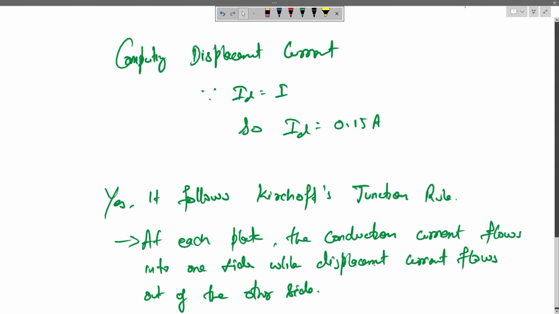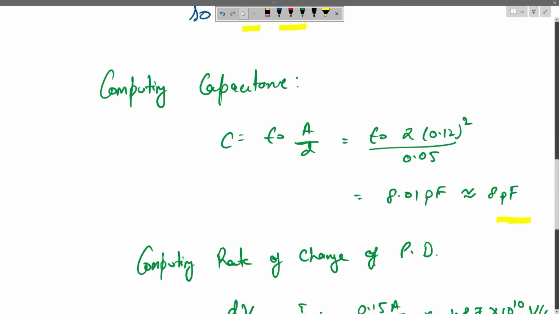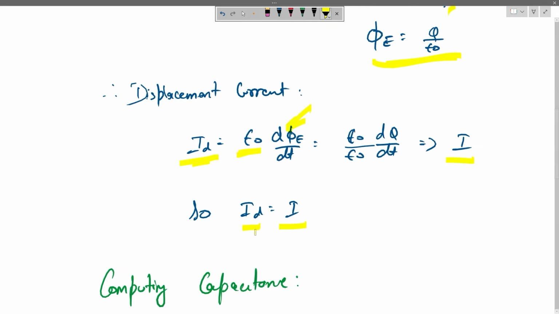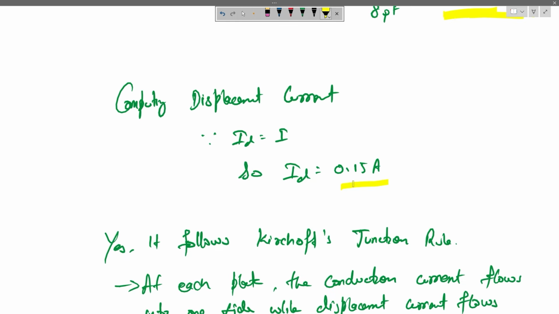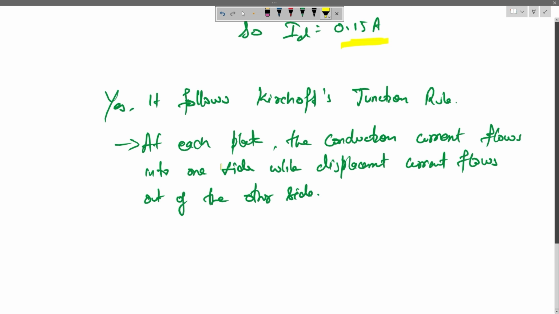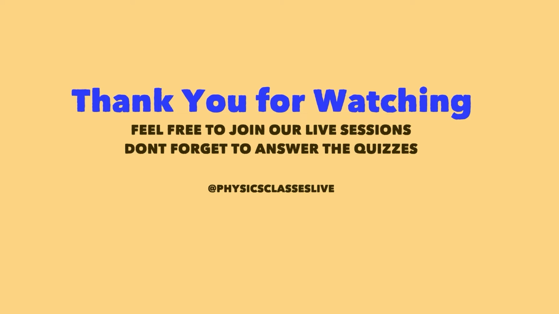Now computing displacement current, we already saw from this derivation over here that displacement current would be equal to conduction current. So displacement current would be equal to 0.15 ampere. Now it follows the Kirchhoff's junction rule, as at each plate the conduction current flows into the one side while the displacement current flows out of the other side.